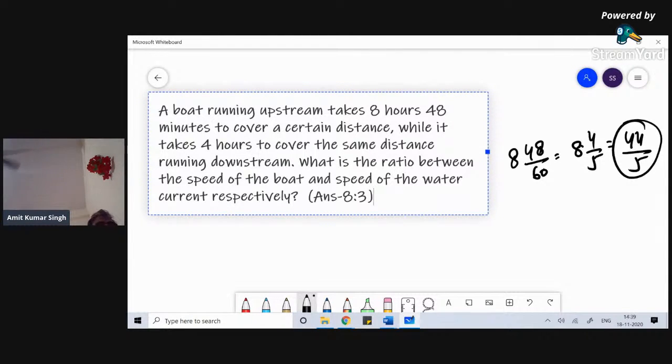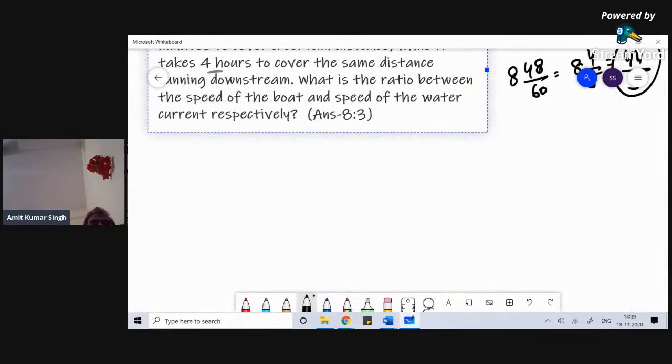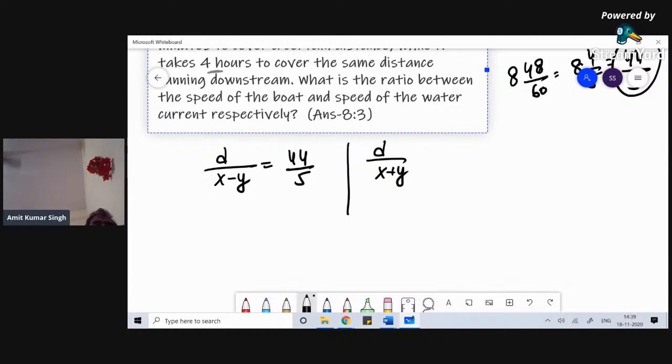So it's very simple. A boat is running upstream. Take 8 hour 48 minute. 8 hour 48 minute means 44 by 5 hour. I think everyone can easily understand this, to cover a certain distance. And it takes 4 hours to cover the same distance downstream. Now very simple. So suppose the distance is d by x minus y, that is 44 by 5, and d by x plus y, that is given to you as 4. Simple. Now you just need to solve this equation.